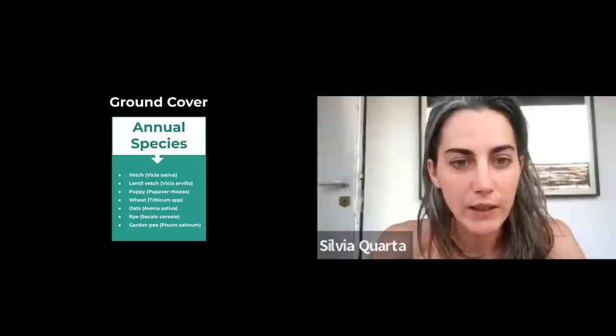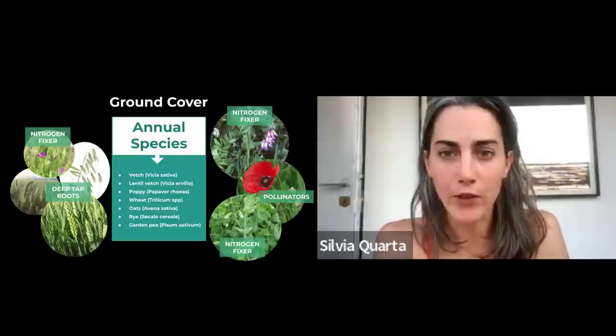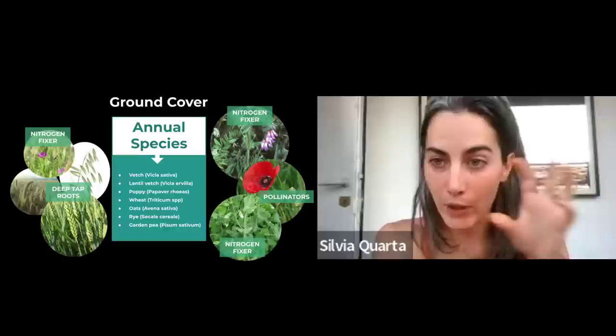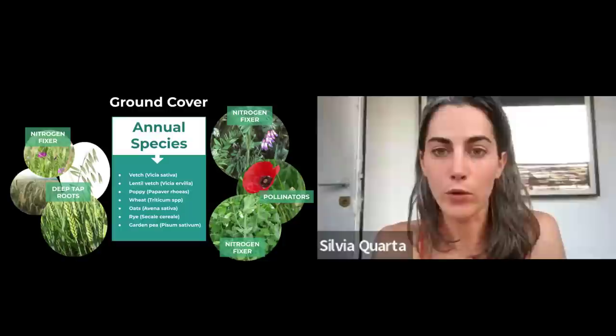And also a bit further, we see the pictures of these pieces. After all the compost, they spread a mix of different species. The idea was they had 30 different species. Here you see the annual species. It's a combination of different things with the idea of having a ground cover that could break the compaction, so deep tap root species, for example, the grains. And also the nitrogen fixers that would make the nitrogen available for the other species.